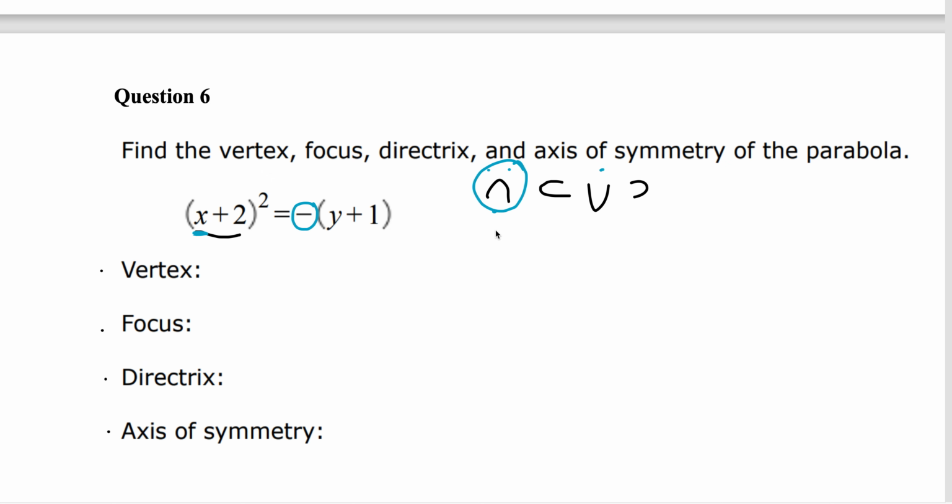Okay, so now we have identified which parabola it is. Since it's this type of parabola, the axis of symmetry is going to be x equals something, and the directrix is going to be y equals something. That's the first thing you could do.